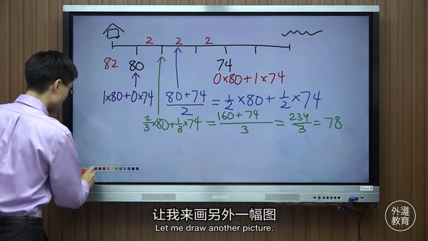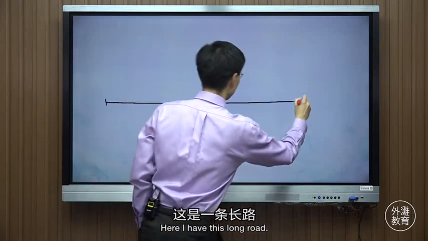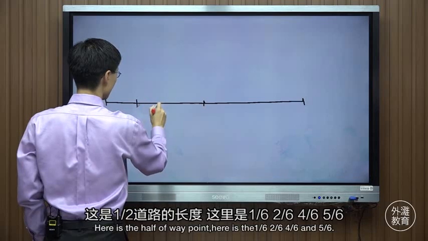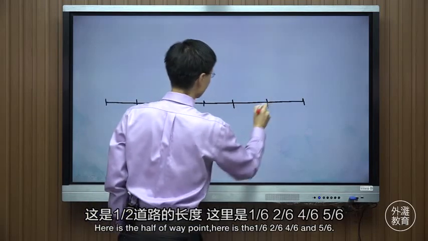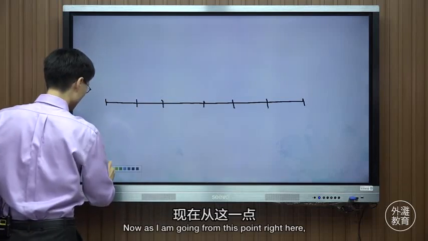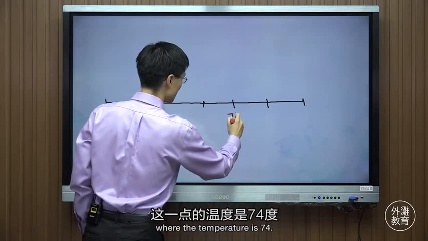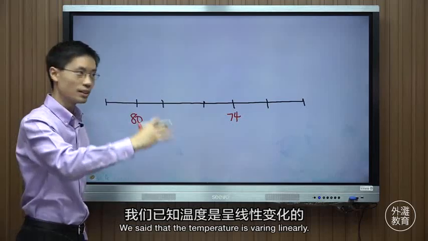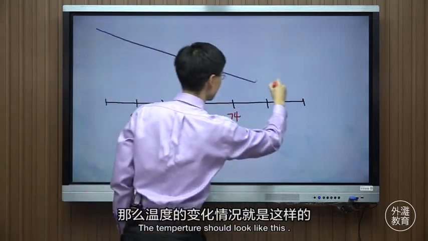Let me draw another picture. Here, I have this long road. Here's the halfway point. Here's the 1/6, 2/6, 4/6, and 5/6. Now, as I'm going from this point right here, where the temperature is 80, to this point here where the temperature is 74, we said that the temperature is varying linearly. So if I draw this as a graph, the temperature should look like this.